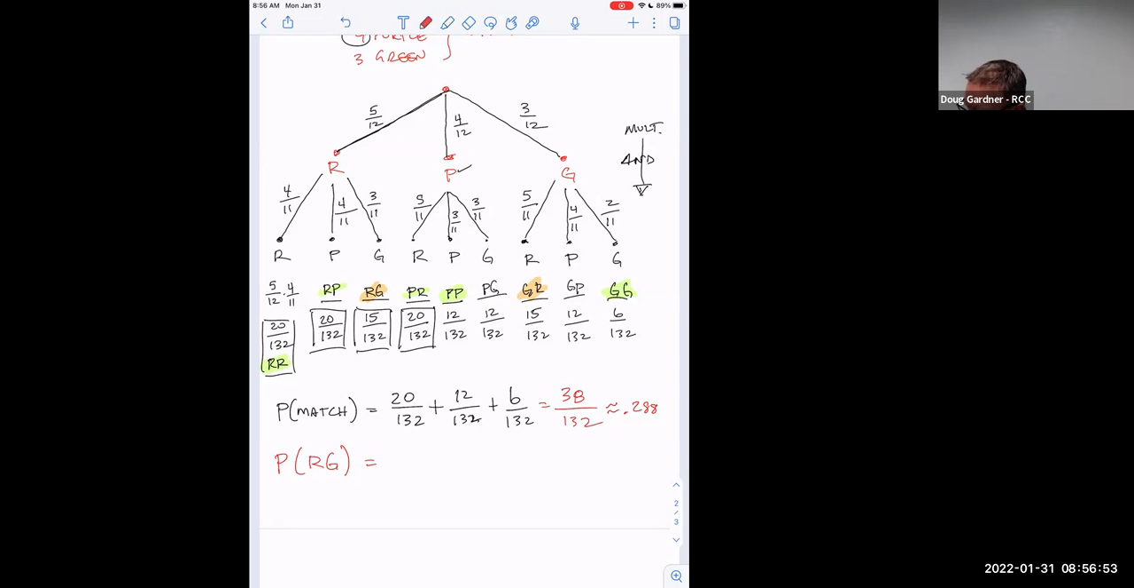So does it make sense? Just like the previous example, I'd say, oh, look, a red and a green is 15 out of 132. But then there's also this other way, getting a green and then a red. That's also 15 out of 132. So that'd be 30 out of 132. Notice that's less likely to happen than matching. 30 divided by 132 is about 0.227.